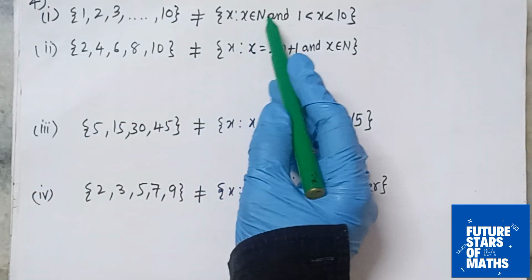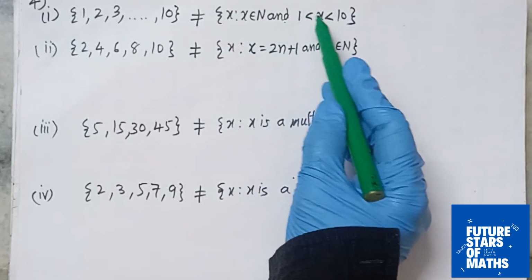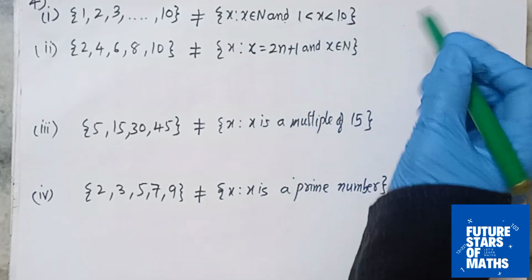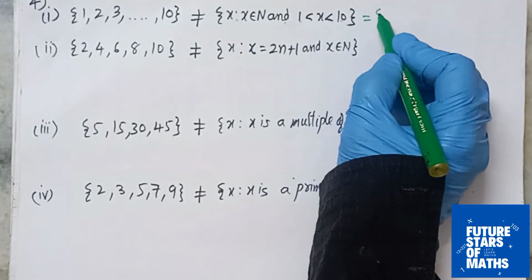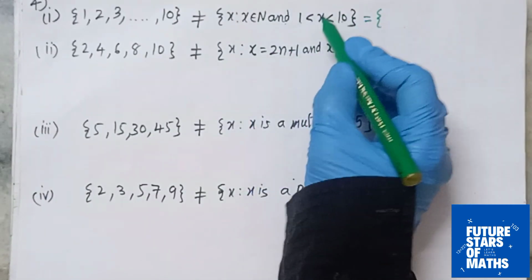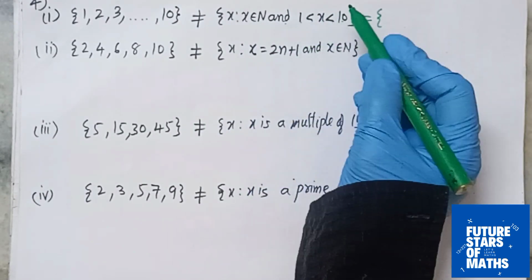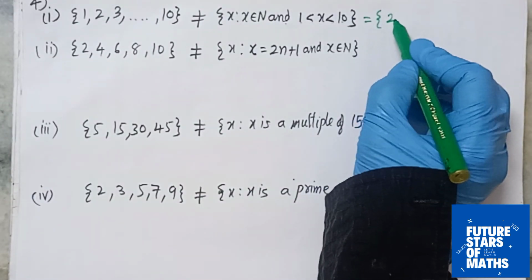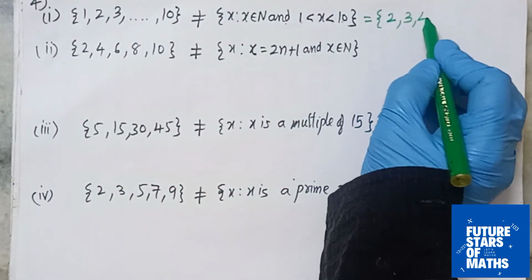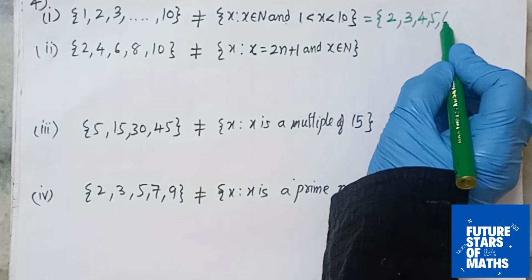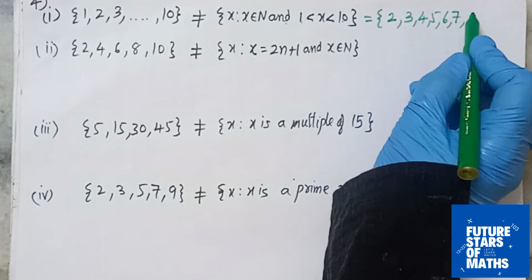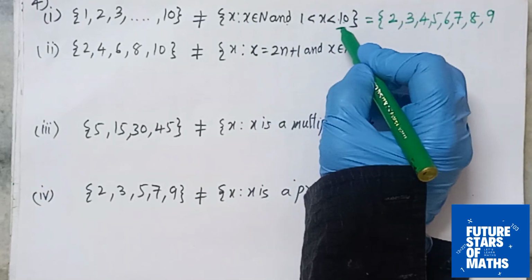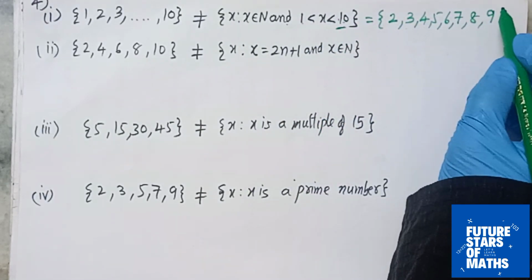x such that x belongs to N and x is greater than 1 and less than 10. What does it mean? The natural numbers. Which natural numbers? x is greater than 1, so we should not write 1. The next number will be 2. Then 3, then 4, 5, 6, 7, 8, 9. And it should be less than 10. It is mentioned here, so we should not write 10 here.